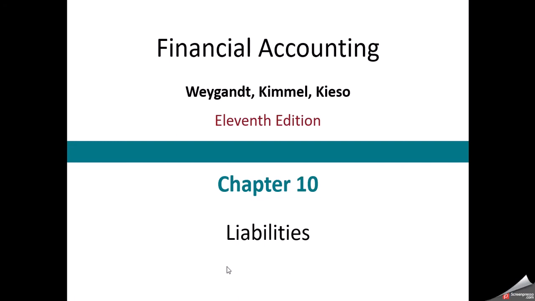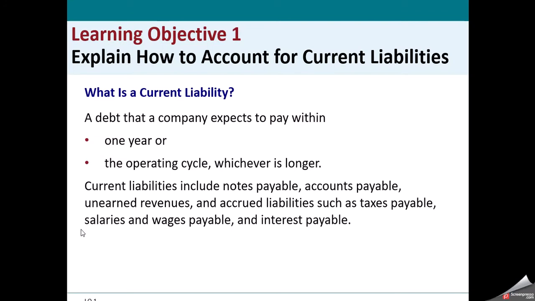In this chapter of financial accounting, we will talk about liabilities. So we start off with current liabilities. A current liability is something that the company owes, and they normally owe it within 1 year. So within a month or 2 months. And there's all kinds of different liabilities. So here we have a list of them.